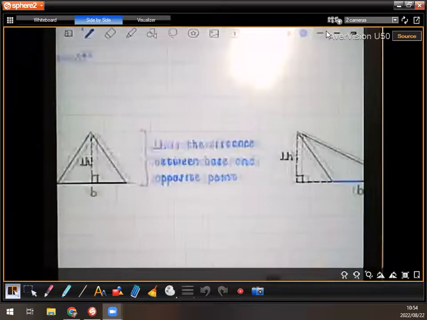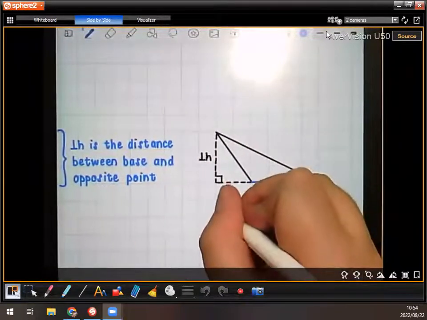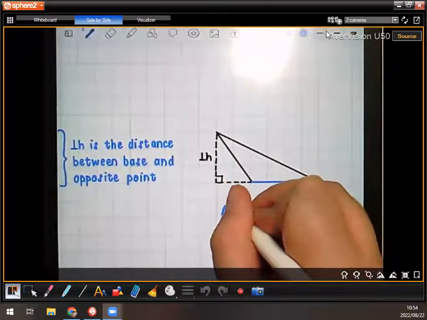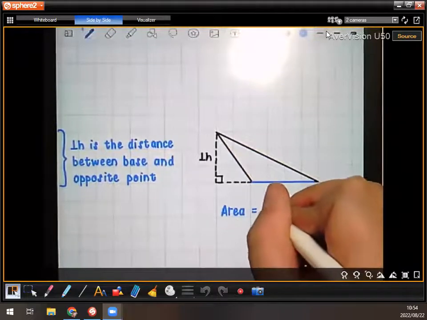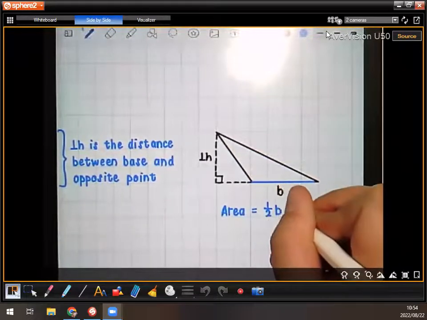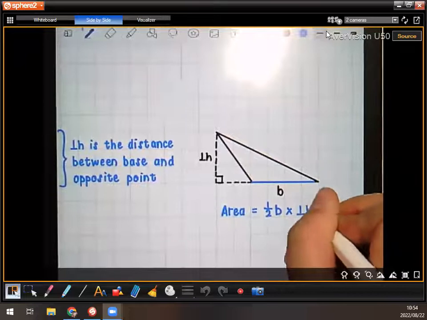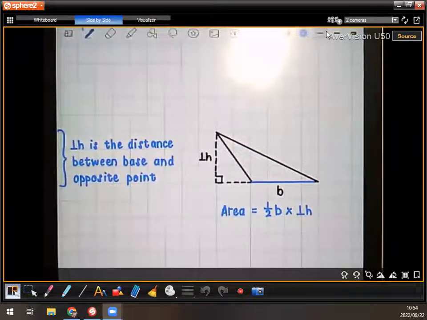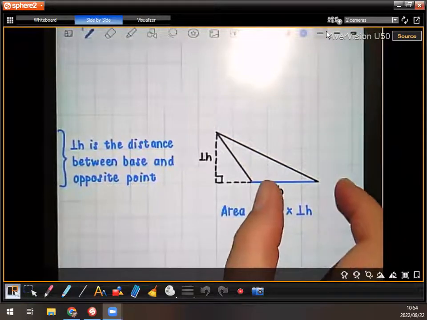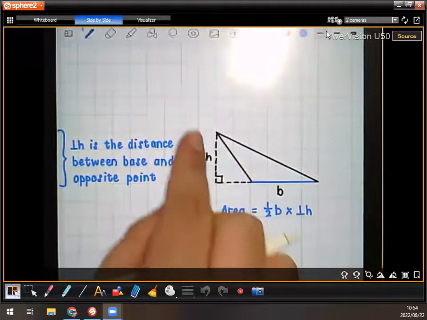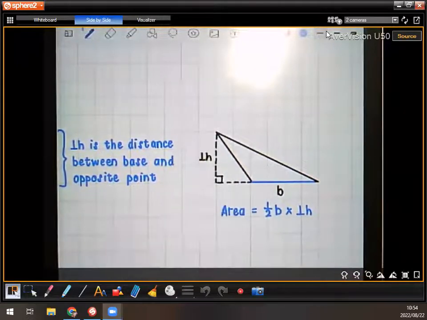So this base has to be a side. The perpendicular height doesn't have to be a side, but the base is definitely always a side of the triangle. Let's just quickly write underneath here and underneath the other one as well. Underneath the middle one we write that the area here again is half base times perpendicular height. And we'll take half of that side, multiply by that length, and that will give you the area of the triangle.